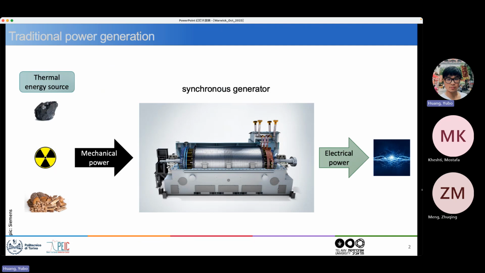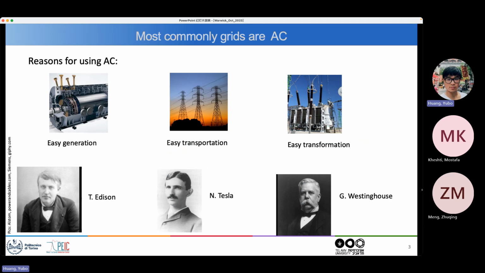The traditional way in which power is generated in an electricity grid is from various kinds of thermal energy sources such as coal, nuclear reactions, and other fuels, which are transformed into mechanical power. The mechanical power turns the axis of a generator. The generator rotates and produces electrical power.